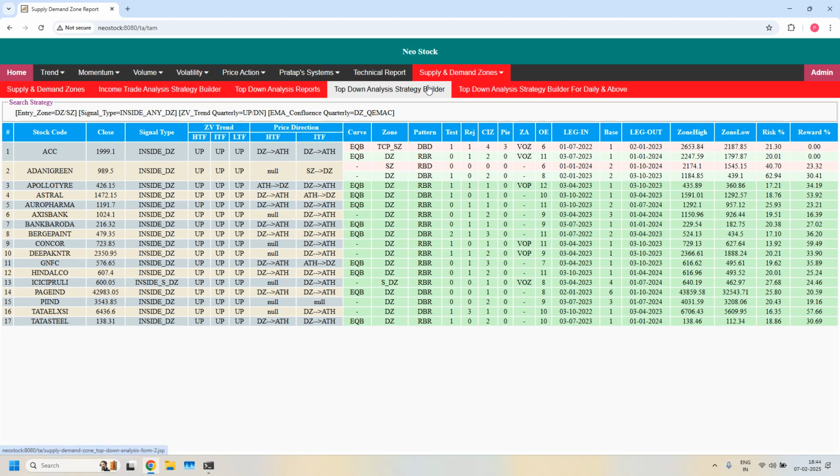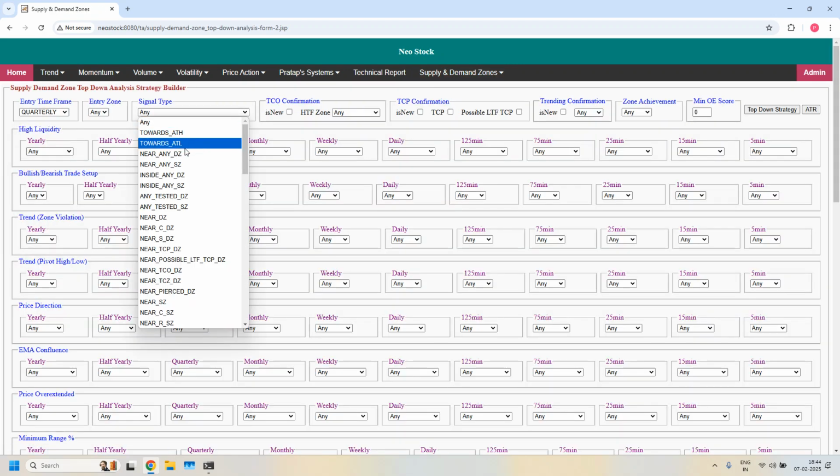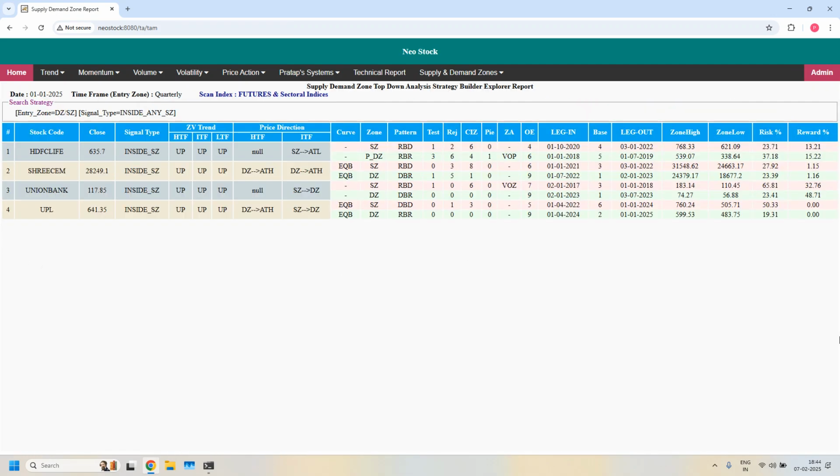Next, quarterly time frame. Price closed inside the quarterly supply zone. We got 4 stocks.